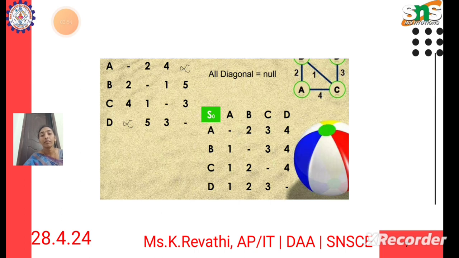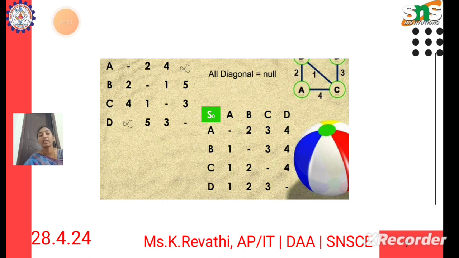Then B to A is 2, B to B is 0, B to C is 1, B to D is 5, then C to A is 4, C to B is 1, and C to C is 0, then C to D is 3, then D to A is infinity, then D to B is 5, D to C is 3, and D to D is infinity. Likewise, all the infinity entries will be replaced by some value.